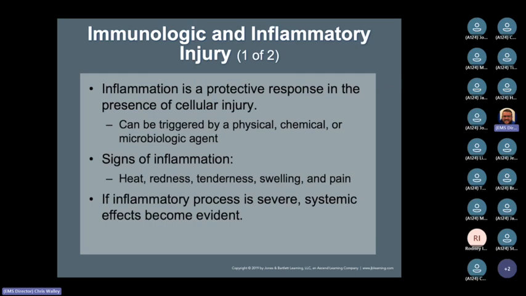If the inflammatory process is severe, systemic effects become very evident. A person feels ill and the body temperature is elevated. You will see the bone marrow accelerate the production of leukocytes, so the number of leukocytes circulating in the bloodstream does increase. The outcome of an inflammatory response depends on the amount of tissue injury.